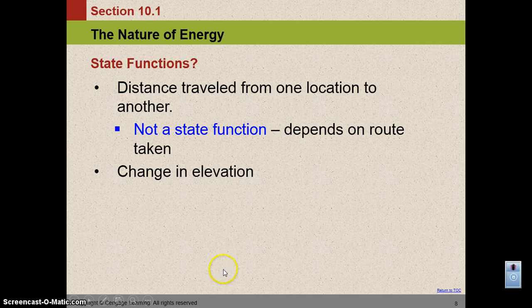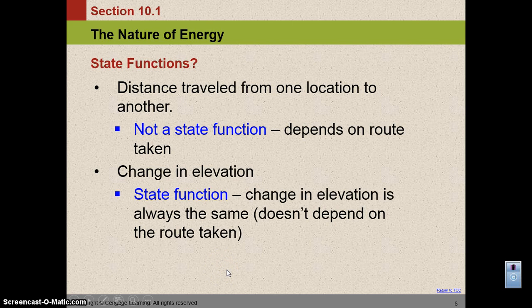What about changes in elevation? It is a state function because the change in elevation is always the same. It doesn't depend on the route taken at all. So if I go from here to Colorado, you know there's a big difference in elevation between St. Louis and Denver, Colorado. It doesn't matter how I get to Denver from St. Louis. The distance is not a state function because it could be different. I could drive in circles if I wanted to.